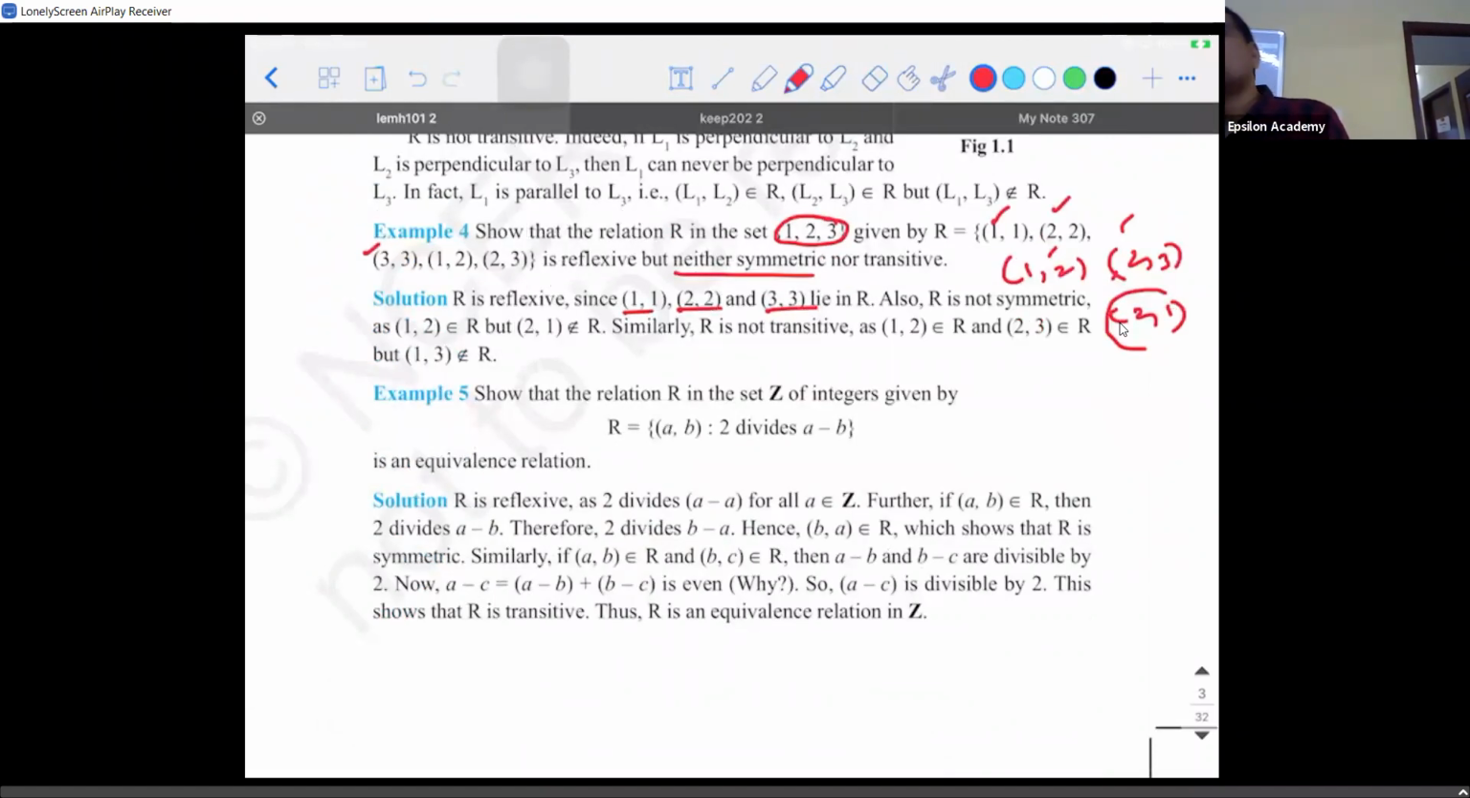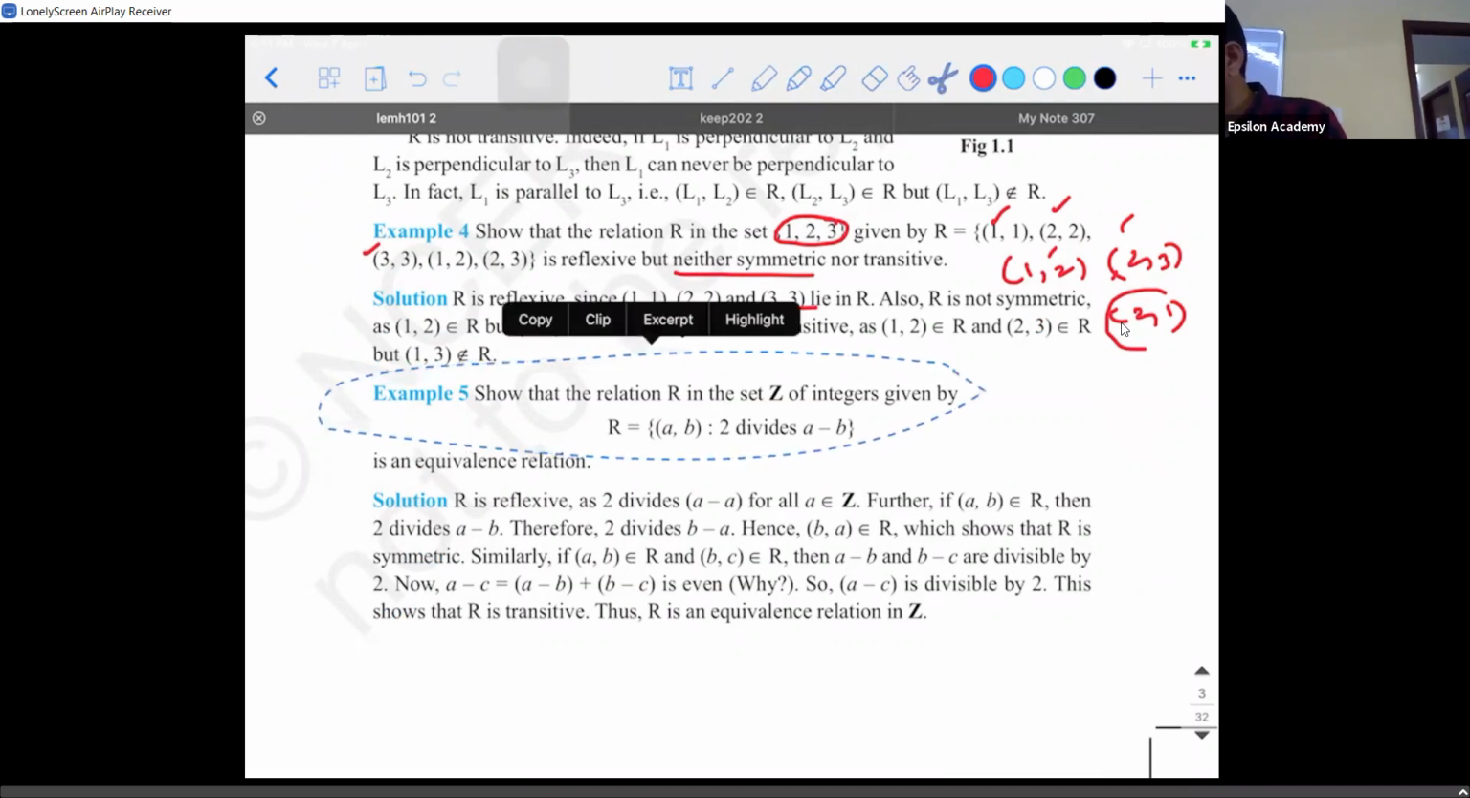From here, you'll have some statement-based problems. So you need to think. They are asking us to prove it is an equivalence relation.